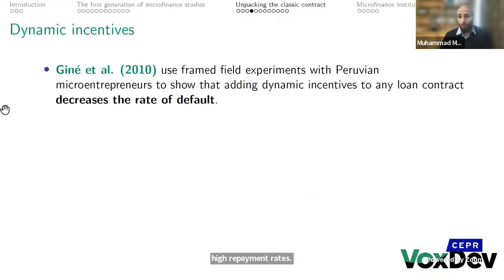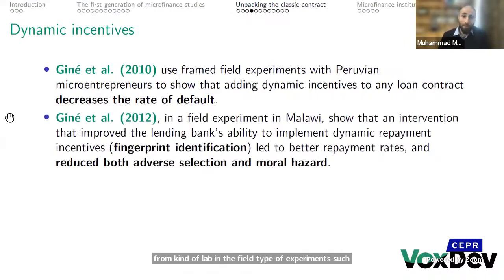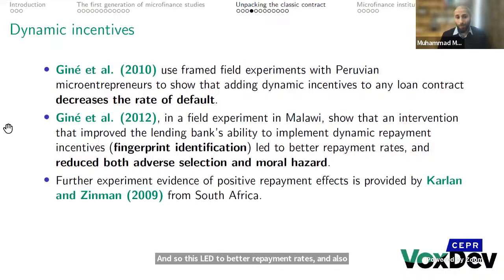And we supplement that with experimental evidence, both from lab-in-the-field type experiments, such as this paper by Giné, Jakiela, Karlan, and Morduch, where they work with Peruvian micro-entrepreneurs, and they show that dynamic incentives really can help in terms of reducing the default rate. We also have field experiment evidence from Giné, Goldberg, and Yang, an experiment in Malawi, where they implement a fingerprint identification technology. You can think of this as acting a little bit like a credit bureau would do. It allows people to be identified and helps with the dynamic incentive. And so this led to better repayment rates and also reduced both adverse selection and moral hazard.